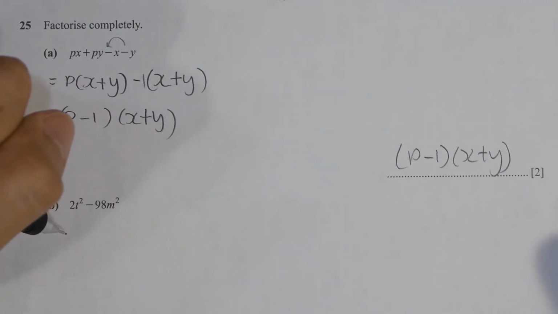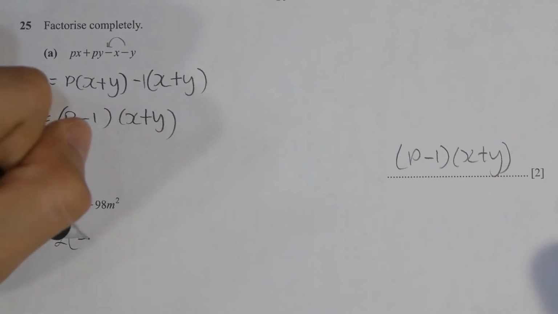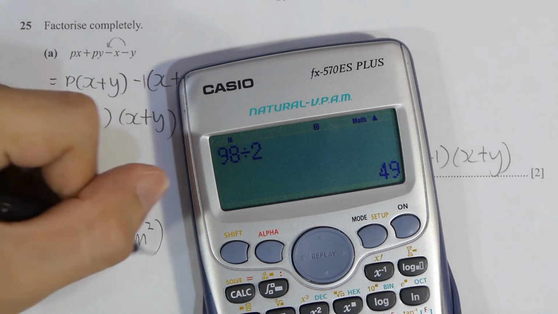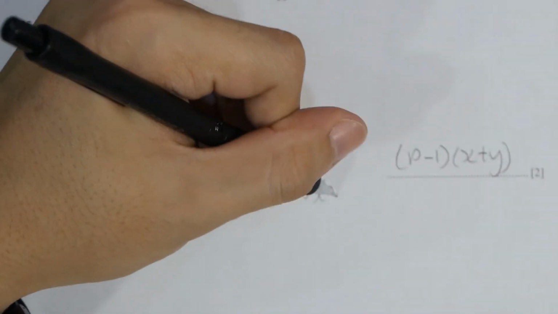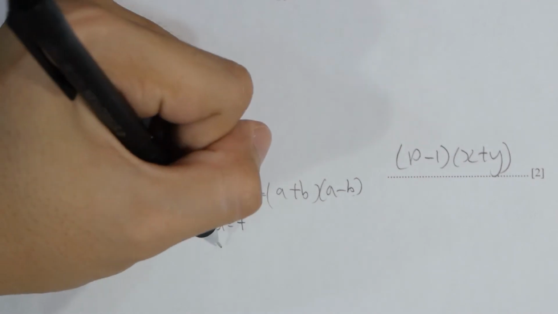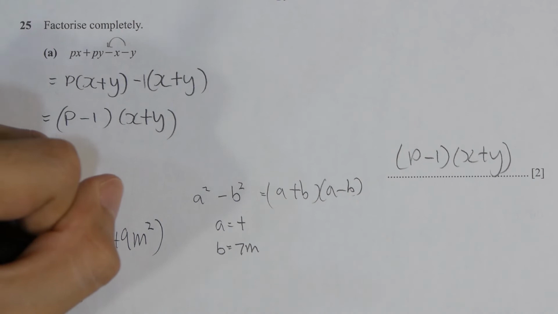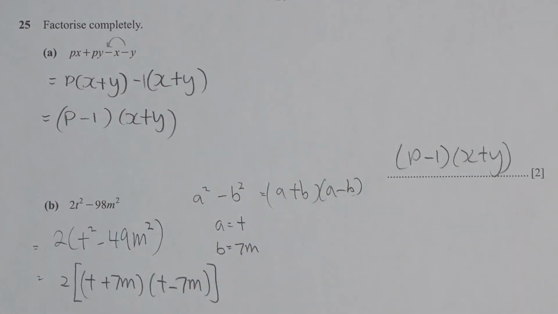Whereby for part B, first thing first, I extracted 2 from both of the variables. Then I will be left with t squared minus 49m squared. The thing to take note of is that we are using the a squared minus b squared equation. Then you will get a plus b and a minus b. So a in our case will be t, and b will be 7m. After the expansion, your result will be 2 bracket t plus 7m bracket t minus 7m.